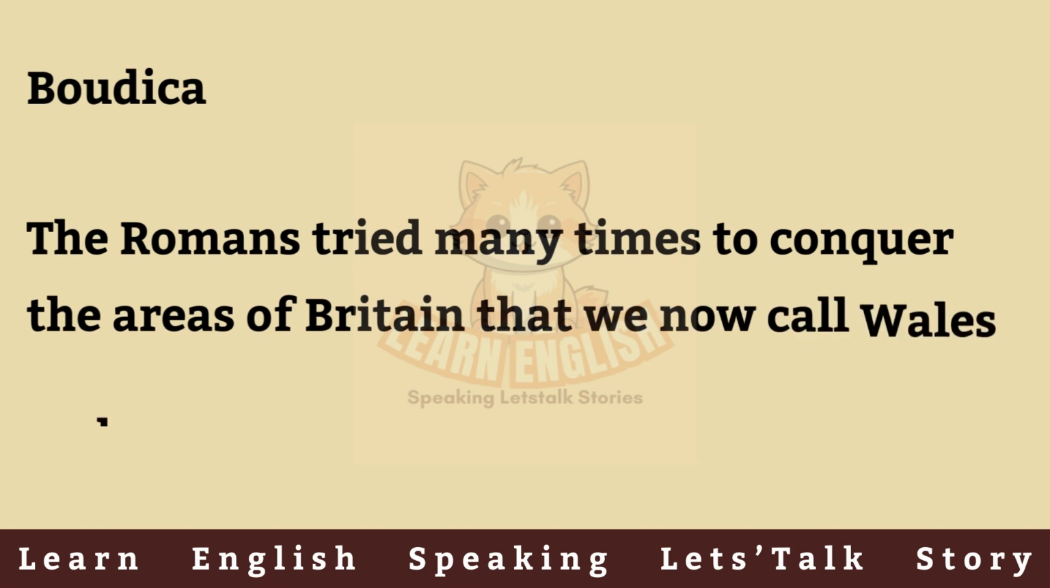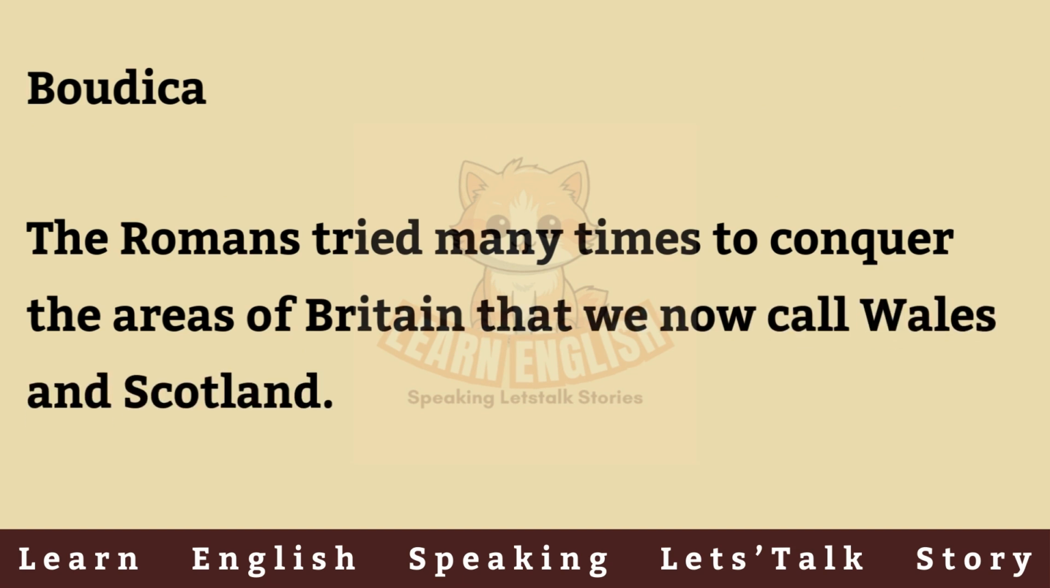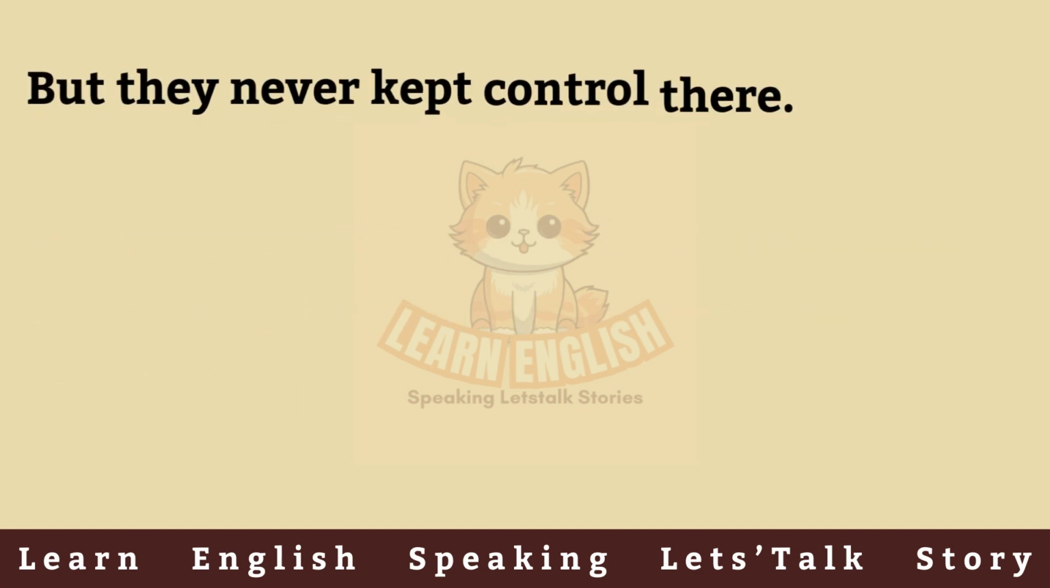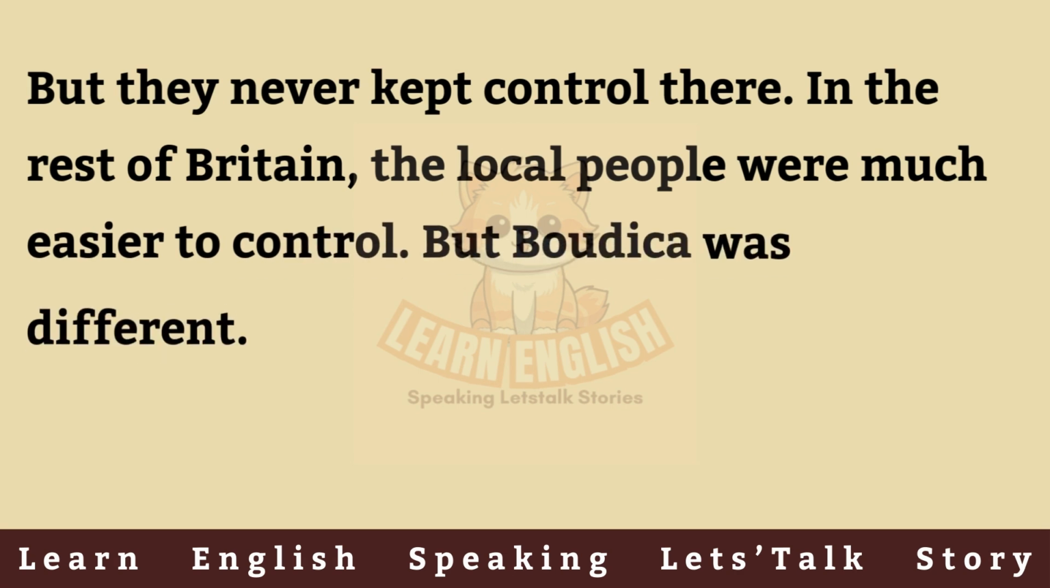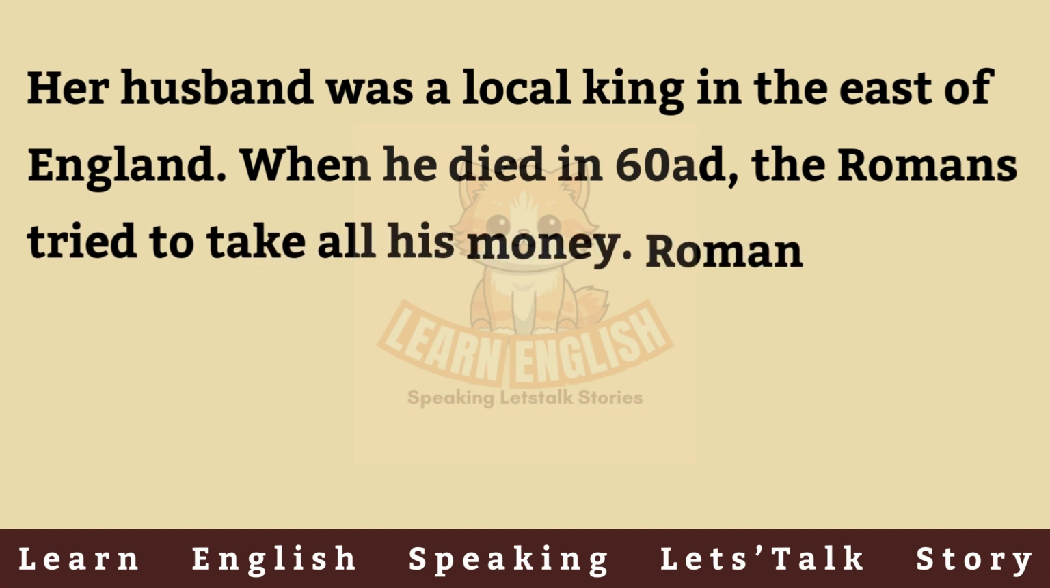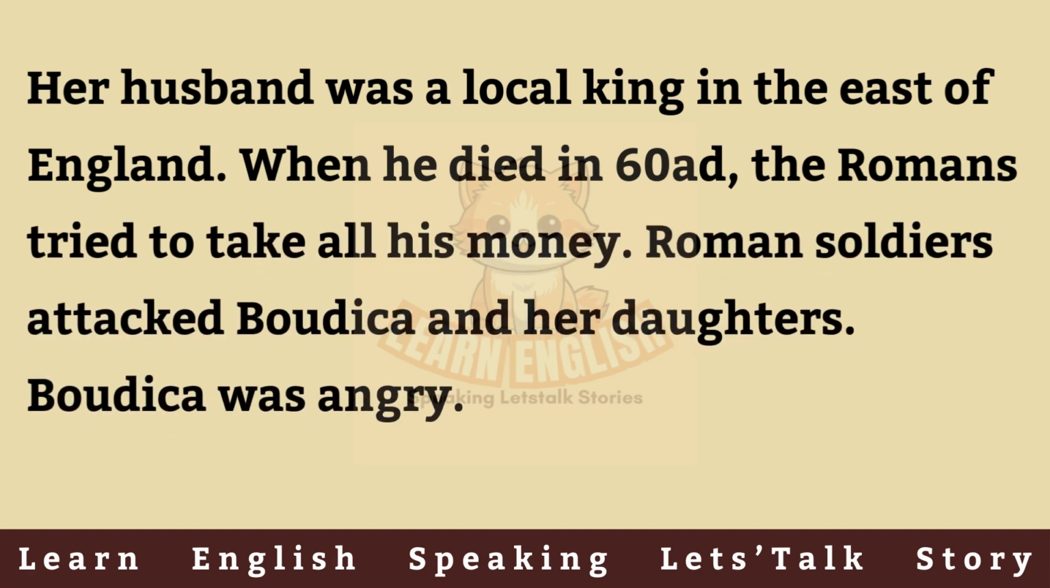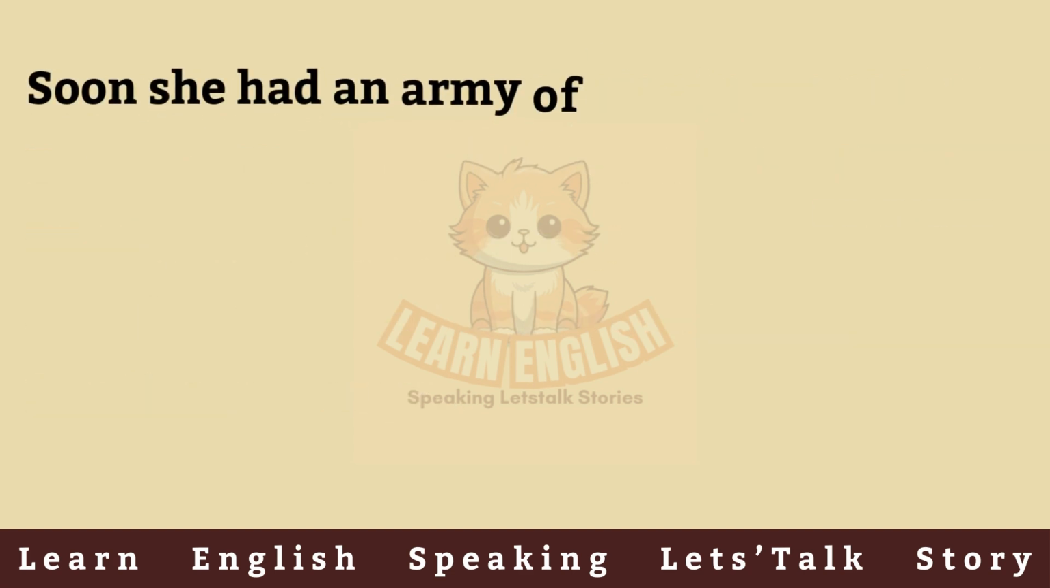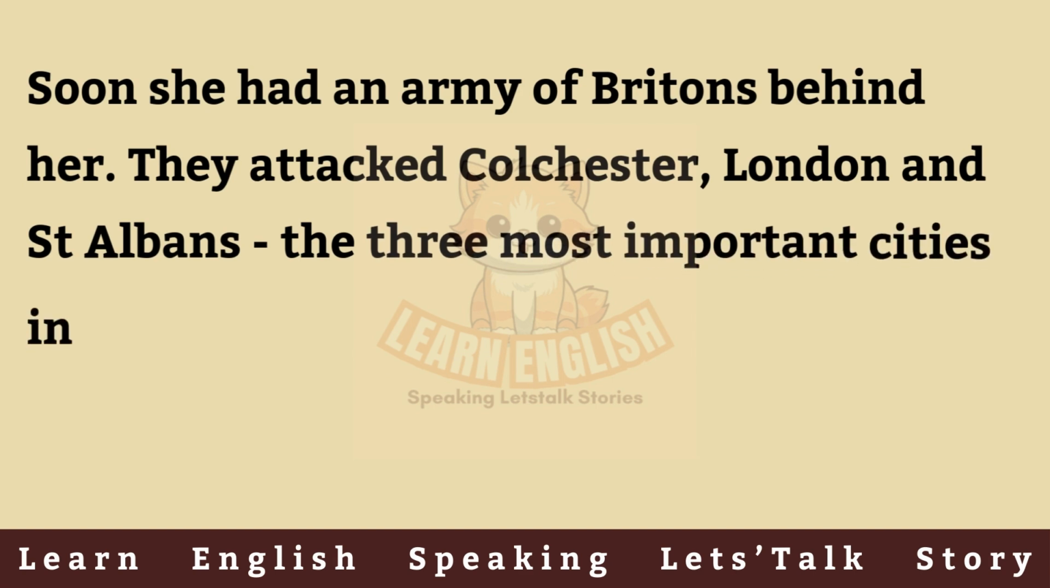Boudicca. The Romans tried many times to conquer the areas of Britain that we now call Wales and Scotland, but they never kept control there. In the rest of Britain, the local people were much easier to control, but Boudicca was different. Her husband was a local king in the east of England. When he died in 60 AD, the Romans tried to take all his money. Roman soldiers attacked Boudicca and her daughters. Boudicca was angry.